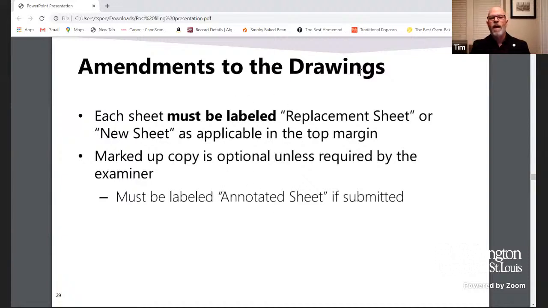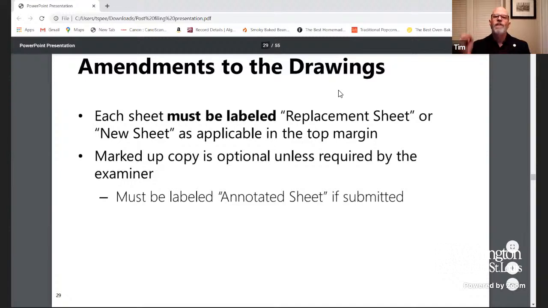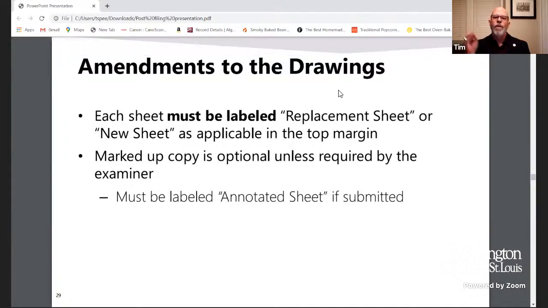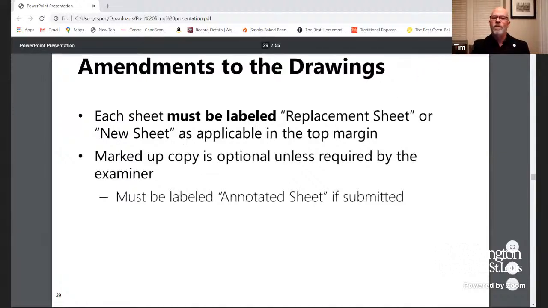It may seem odd, but the point is we have a lot of applications, and when we get ready to issue patents, we need to know what we're supposed to publish, right? So we know that the replacement sheet or the new sheet would be published and not the annotated sheet.